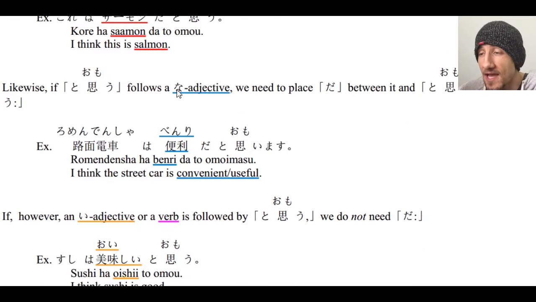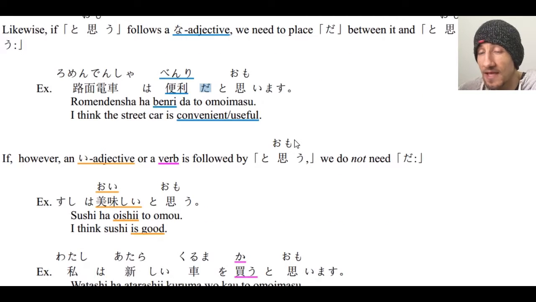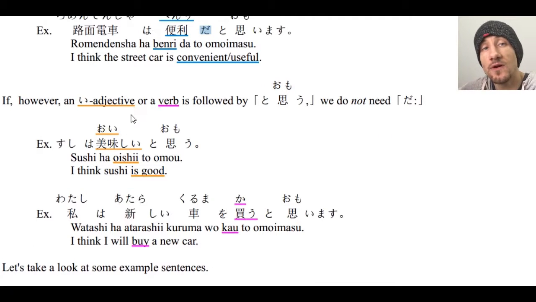Likewise, if we have a na adjective, we also need to include だ. Here we have a sentence, 路面電車は便利だと思います. Here we have the na adjective 便利. So we cannot say 便利と思います. We have to include だ: 便利だと思います.